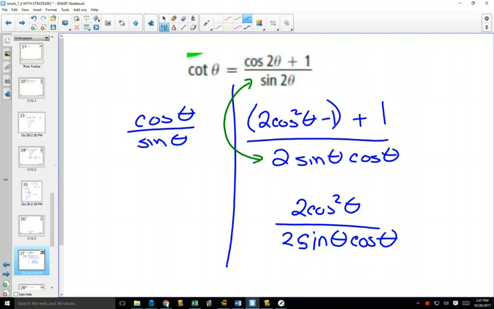I've got a single fraction on both sides. Things aren't the same, but what can we do? Cancel out the 2's. Cancel out one of the coses with the cos on the bottom. And sure enough, we're done. We're happy.